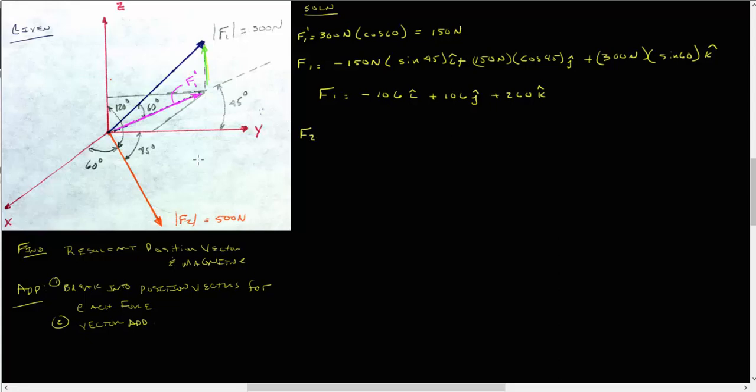Then if I look at f2, now I've given all the angles to that vector. So this one's a little bit more simple, that I can just say the cosine of 60 times 500 newtons plus the cosine of 45 500 newtons minus 500 newtons times the sine of 30 degrees.